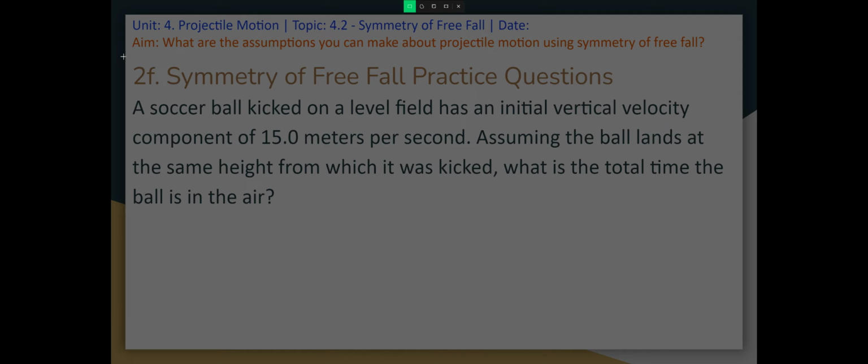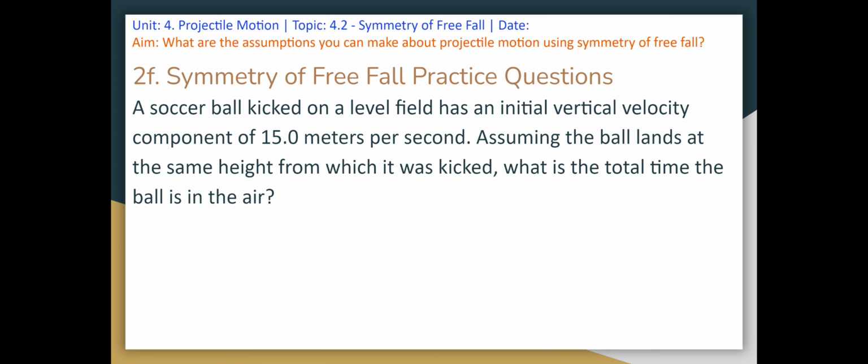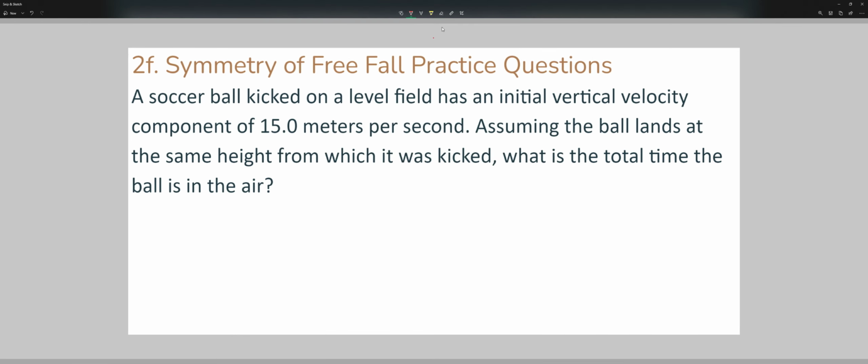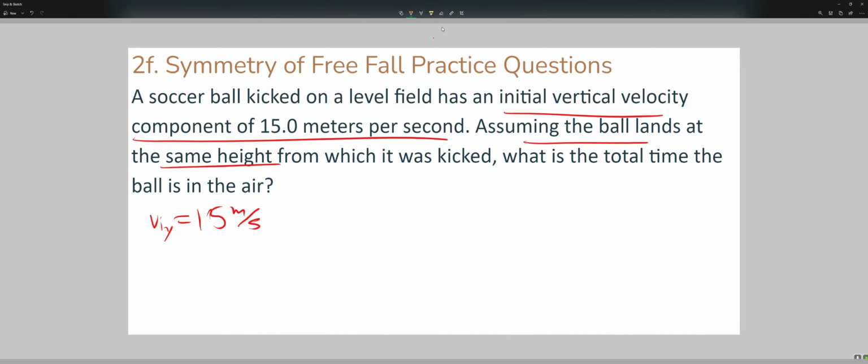So to F, a soccer ball kicked on a level field has an initial vertical component. So my initial vertical component is 15 meters per second. Assuming the ball lands at exactly the same height from which it was kicked, right? So if you kick a soccer ball, the path the soccer ball will make is something like that. It lands at the same height. What is the total time the ball is in the air? So you're looking for total time.